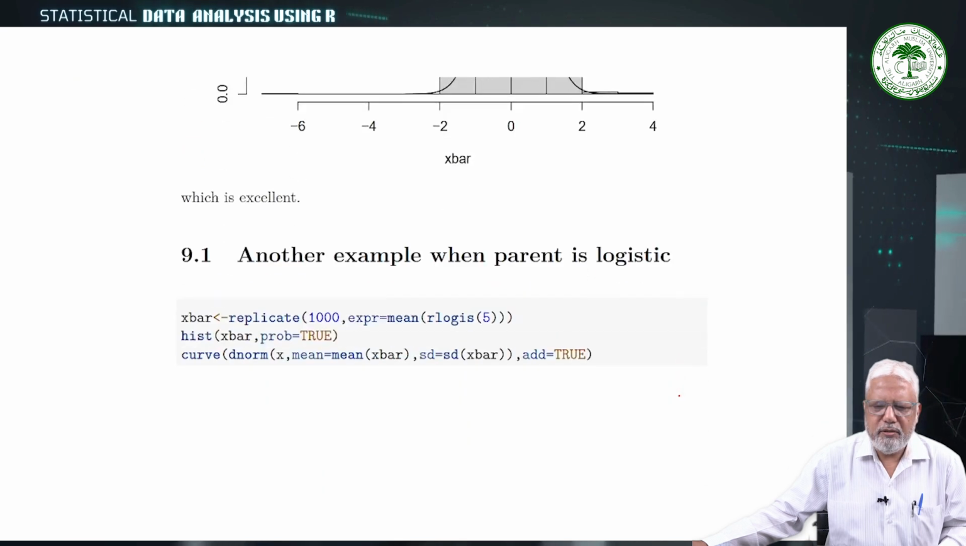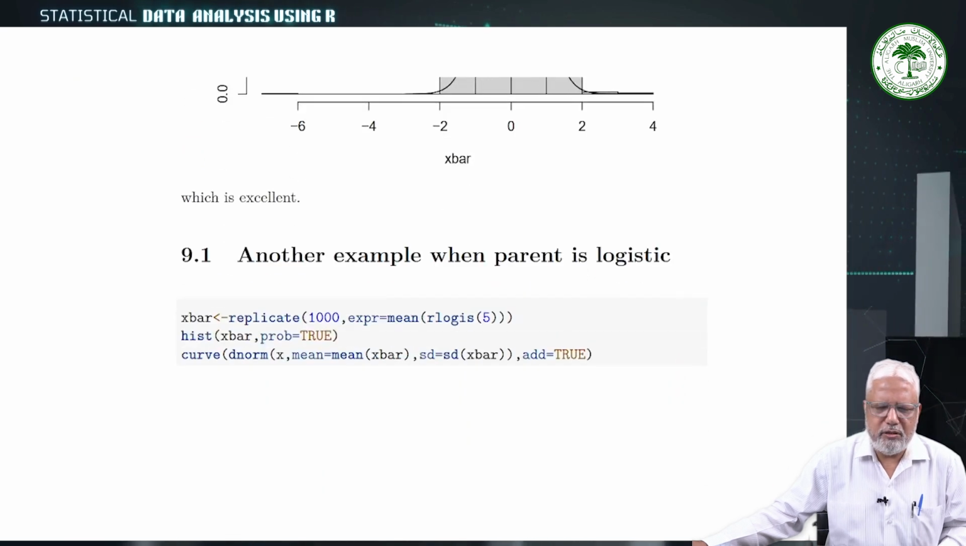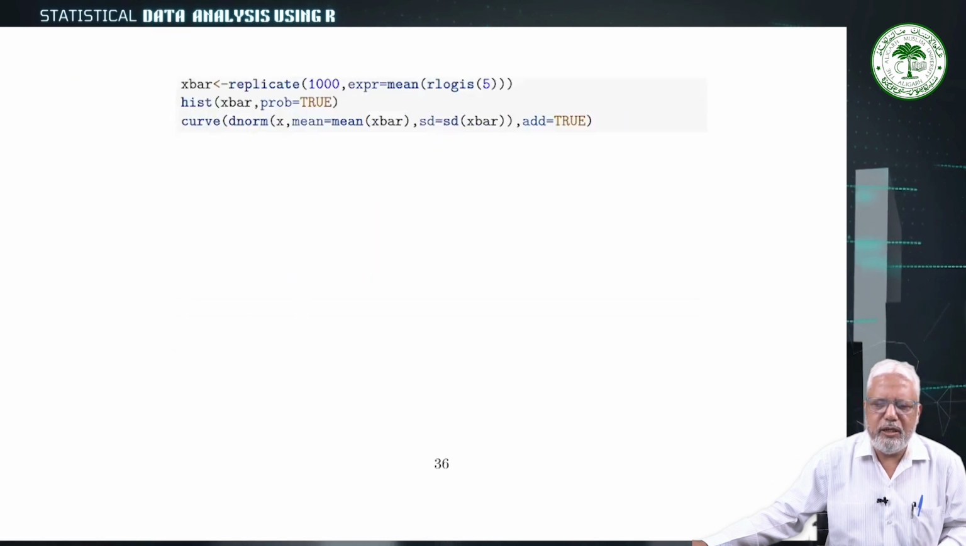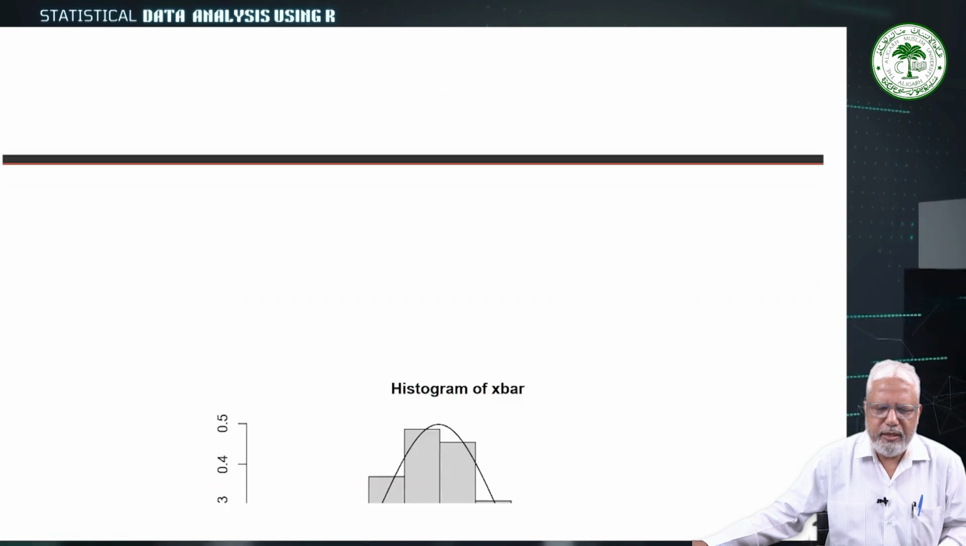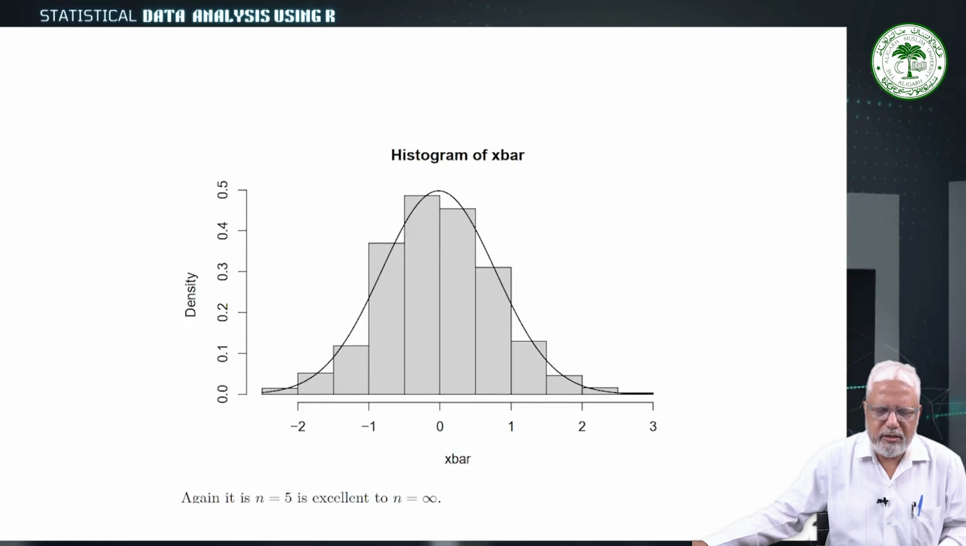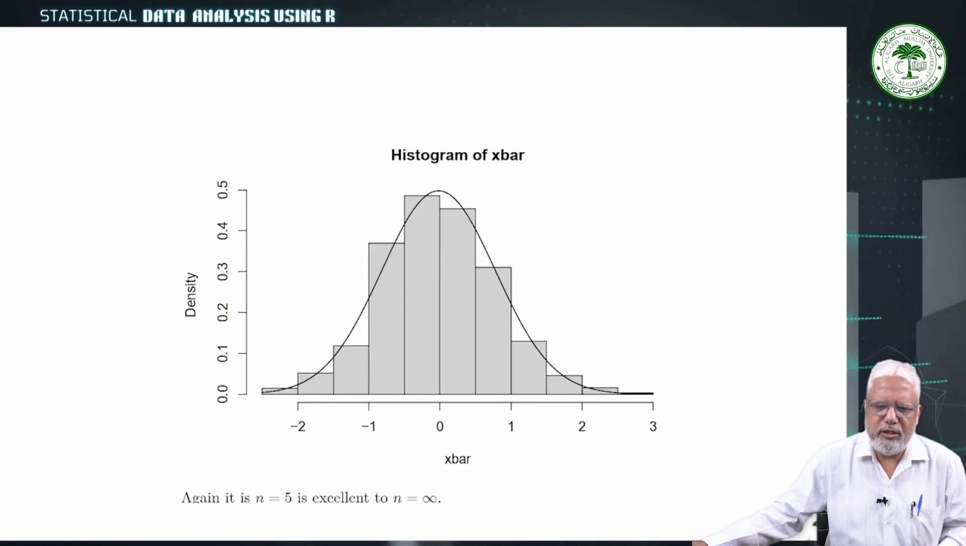Another example, when the parent is logistic. So, here if we use the logistic distribution as the parent population and generate a sample of size 5, see again, n is equal to 5 is excellent, close to n is equal to infinity.